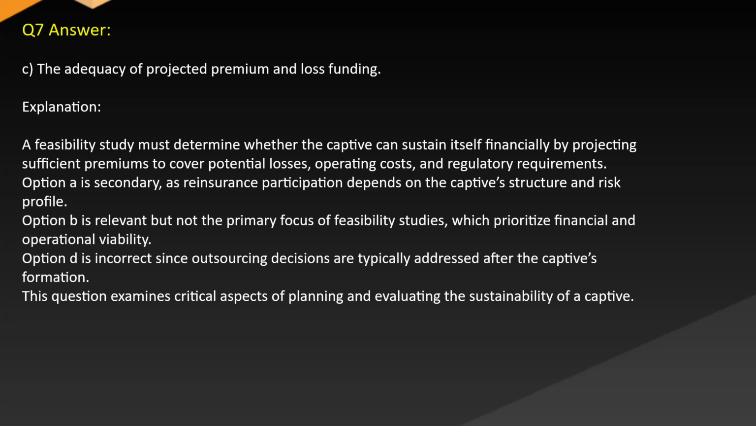Option A is secondary, as reinsurance participation depends on the captive structure and risk profile. Option B is relevant but not the primary focus of feasibility studies, which prioritize financial and operational viability. Option D is incorrect, since outsourcing decisions are typically addressed after the captive's formation. This question examines critical aspects of planning and evaluating the sustainability of a captive.